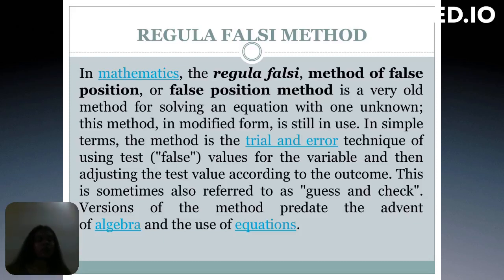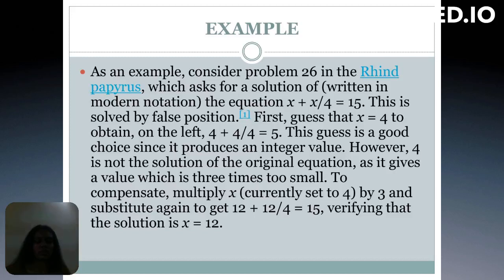And we can say that it can also be referred to as a trial and error technique, which means that the values for the variable are first tested, and then we adjust the test value according to its outcome. It can also sometimes be referred to as the guess and check version, which is a method used to predict the answer, from before the advent of algebra and the use of equations.